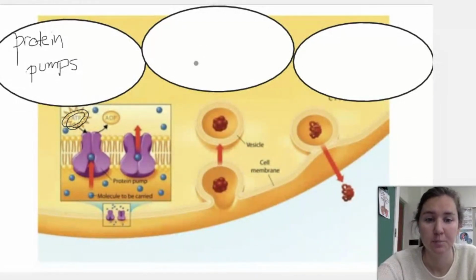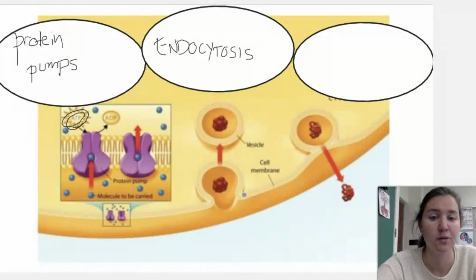Another thing that can happen to get particles into the cell, and this would usually be larger things, is called endocytosis. Endo because it's going in. And so this is where the cell membrane will fold in on itself with this particle inside of it and form a vesicle. So this area of the cell membrane will pinch off and go into the cell. And that is endocytosis. And then that same thing can happen to get things out of the cell. That's called exocytosis. So we'll look at some examples of this later this week.